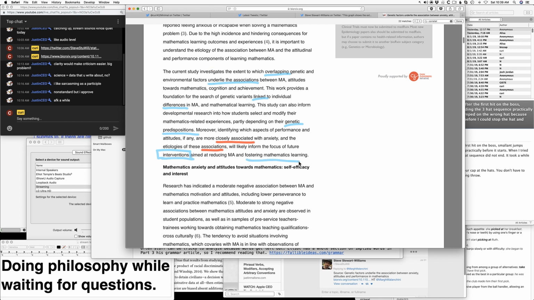And they claim to be fostering mathematics learning. What they're really fostering, supposedly, is differences in variation between people. So it's not the absolute level of learning that they're actually worrying about. It's how your learning compares to your neighbors.